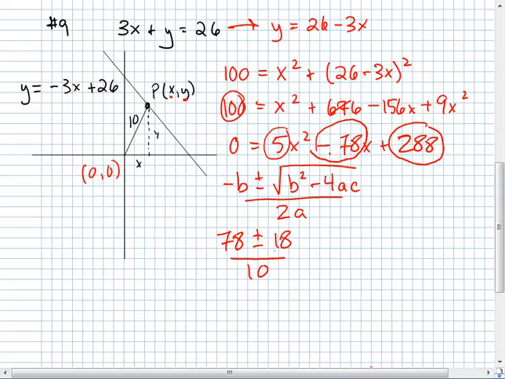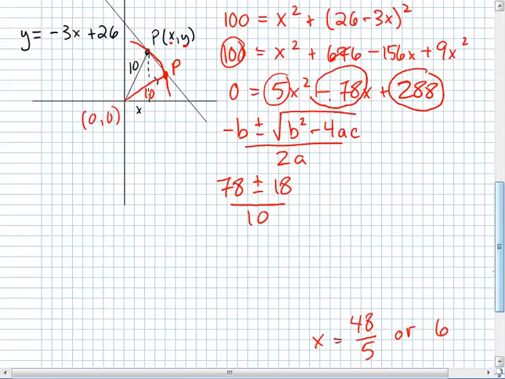That makes sense if we understand that this point P could be here or it could be here. Either way, they're both 10 units away from the origin. It's like you imagine a circle, and those two points are the ones that touch the circle, that touch that line there. So I have two different points, two different sets of coordinates.